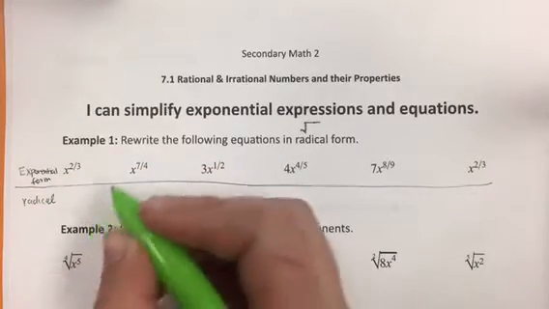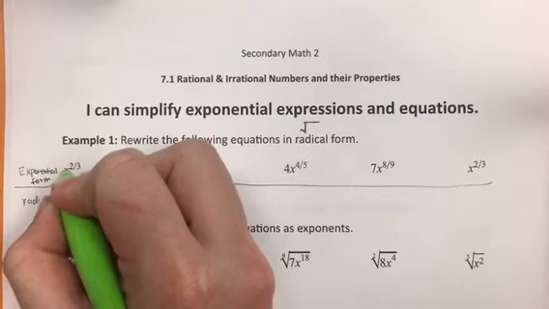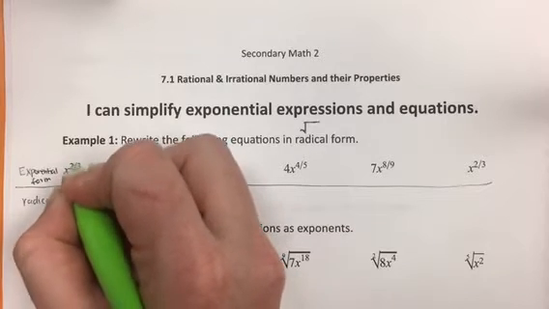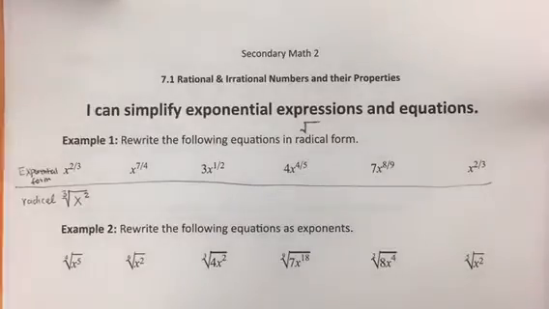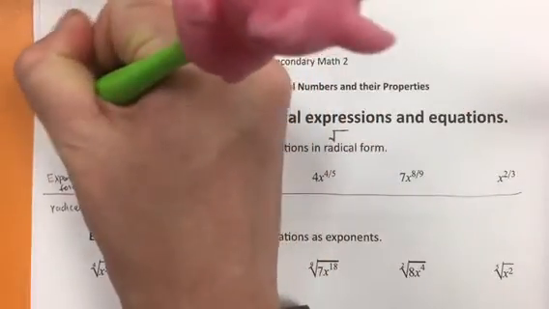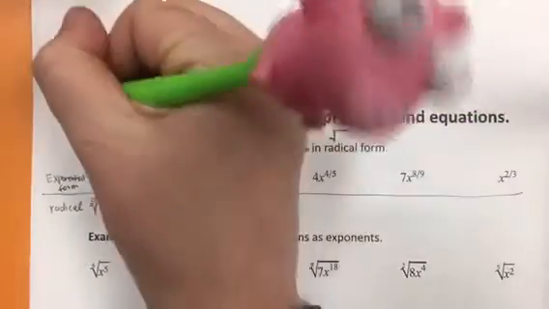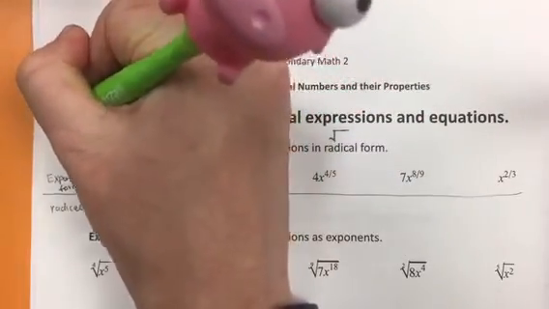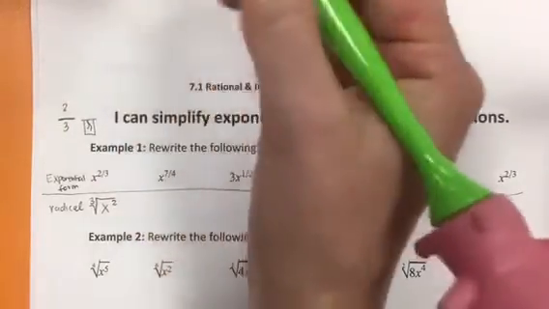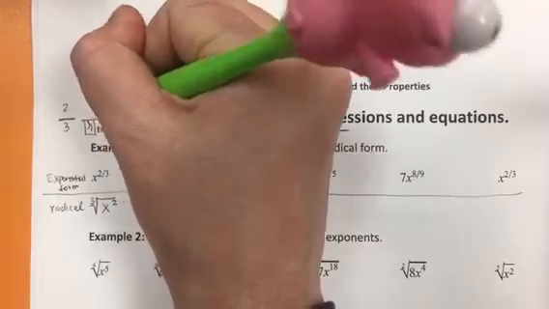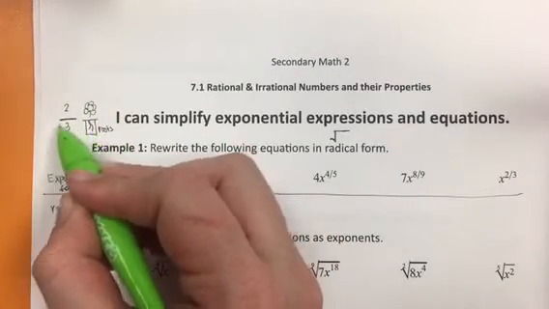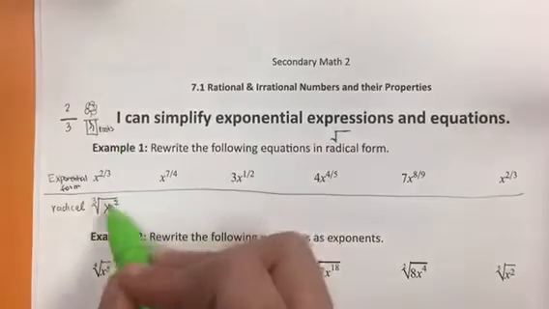To write it in radical form, I'm going to draw the radical. The x goes on the inside, the bottom number goes on the root, and the top number becomes the power. One way I like to remember this is I like to think of my fraction, that is the power, as a plant. The roots are in the bottom. So I know that the bottom number, the denominator, has to go on the root.